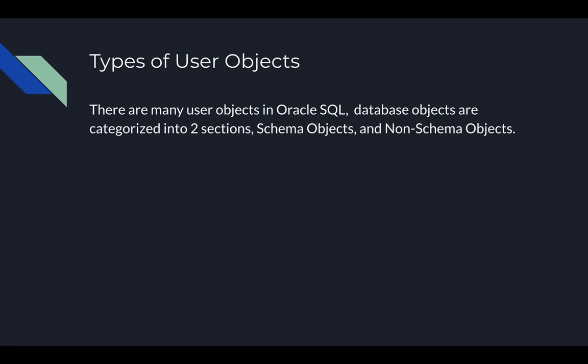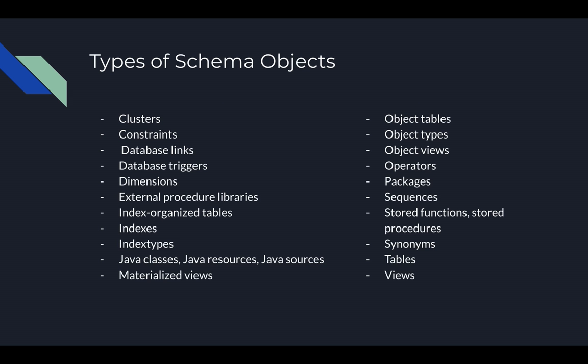And types of user objects. So now the types of user objects. There are many user objects in Oracle SQL. Database objects are categorized into two sections, schema objects and non-schema objects.